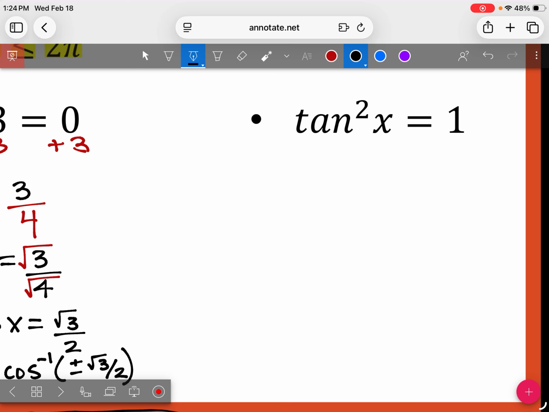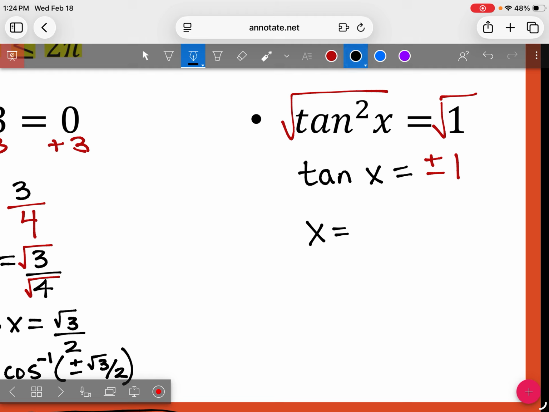All right, so we take the square root. So wait, let me go back. You take the square root, so tangent of x equals positive or negative 1. So looking on your unit circle, where is tangent positive or negative 1? There should be 4 answers.